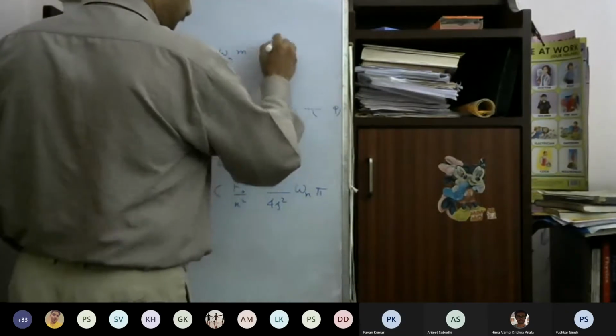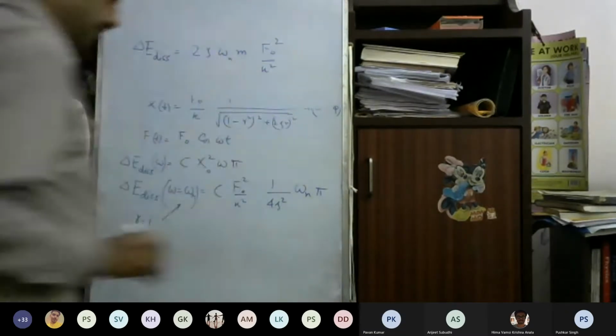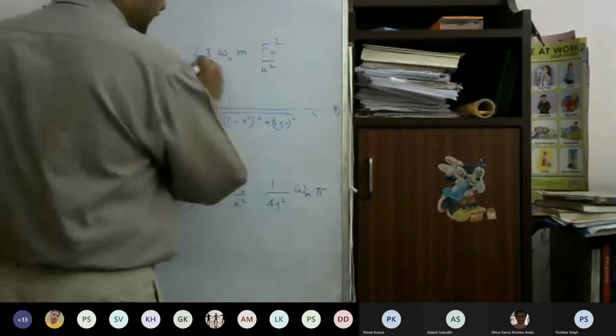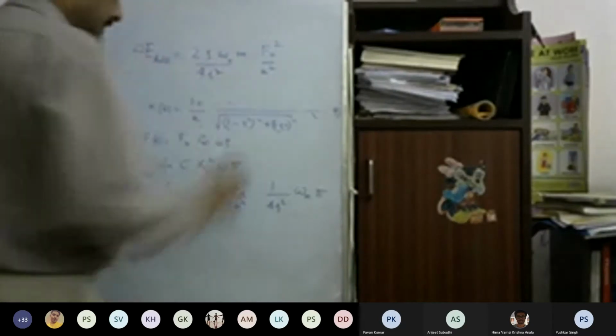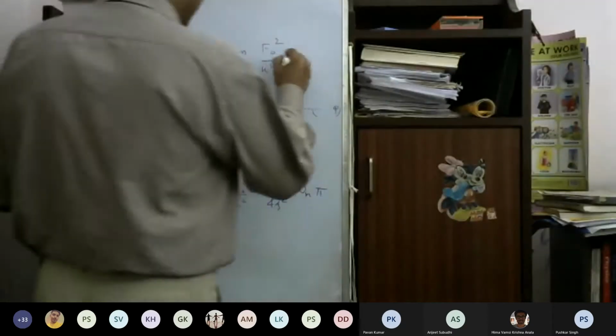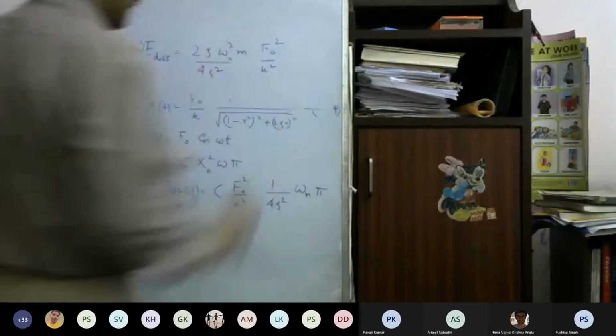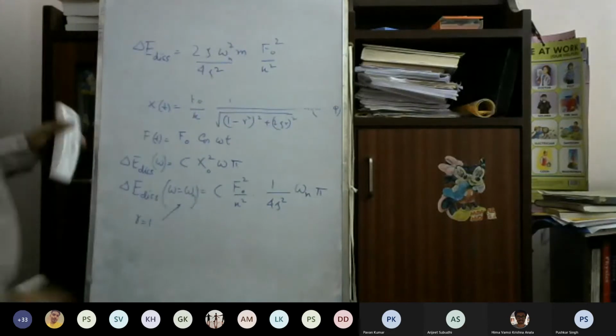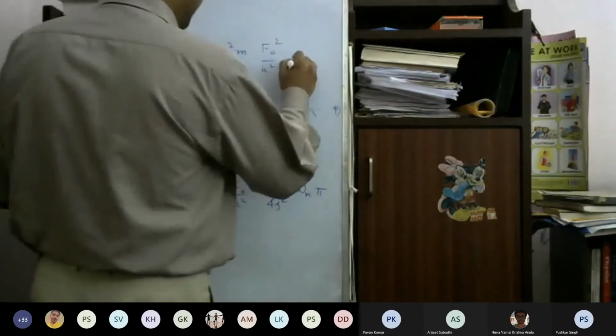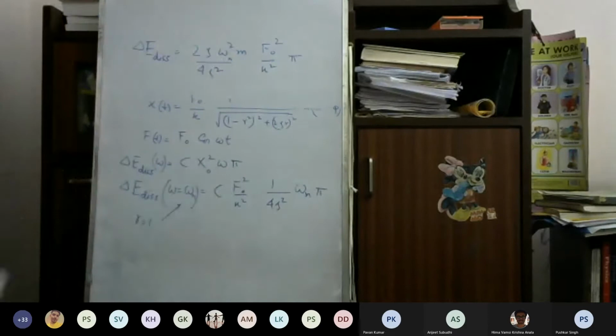And this is f naught square by k square, and then 4 zeta square, then omega n square, okay, this one times pi. So that is what we have over there.